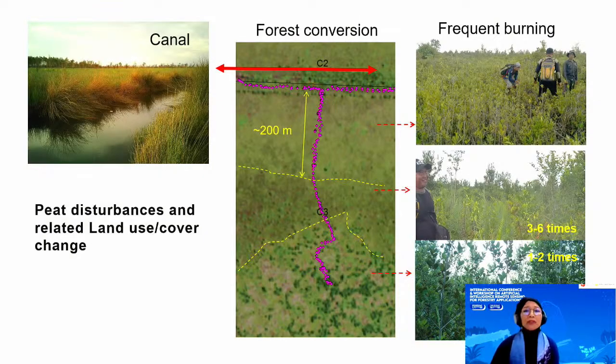Until humans intervened in the peatlands by creating canals to drain the land and converting the forest into other land cover or use, including agricultural land. Human activities have been reported as the root cause of the burning problem, and now these fire-resistant areas have changed into fire-prone areas.